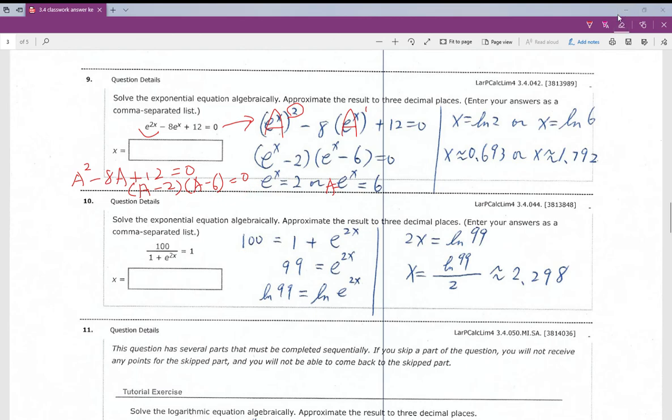Now let me show you, if you don't want to go by definition to solve for your x, you may just put the ln on both sides, and then cancel out the ln. So you have x equals ln 2. Same thing for this one.